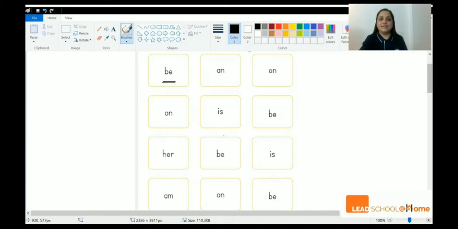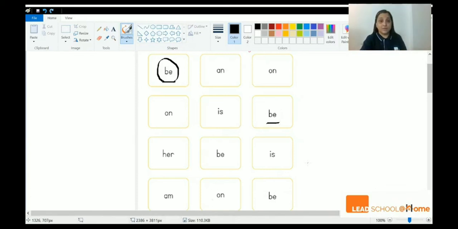Tell me, is this word B? Yes, this is B. So what should we do? We will circle it. Circle it in your workbook with me. Tell me, is this word B? No, this is not B. Is this word B? No, this is also not B. Is this word B? No, this is also not B. Is this word B? Should I circle it? No, this is not B.